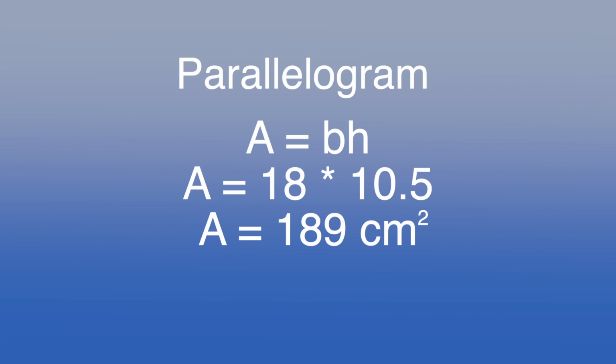And again, I've pre-measured these to save us a little time. The base is 18 centimeters. The height is 10.5 centimeters. If we multiply those two numbers together, 18 times 10.5 is 189 centimeters squared. The next shape I want to talk about is a triangle. And again, that has a formula as well.